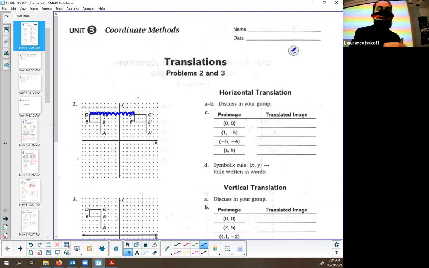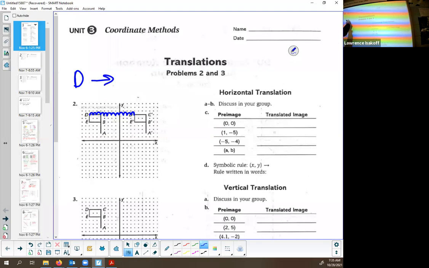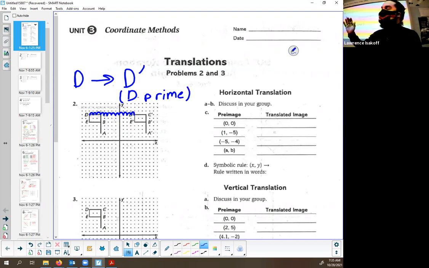So I counted from D to D prime. If I wanted to count from A to A prime, it would work the same way. This is D to D prime. This little marking means I would call this D prime. So that's how we say that. That will be D prime. All I'm doing is shifting the whole thing over.